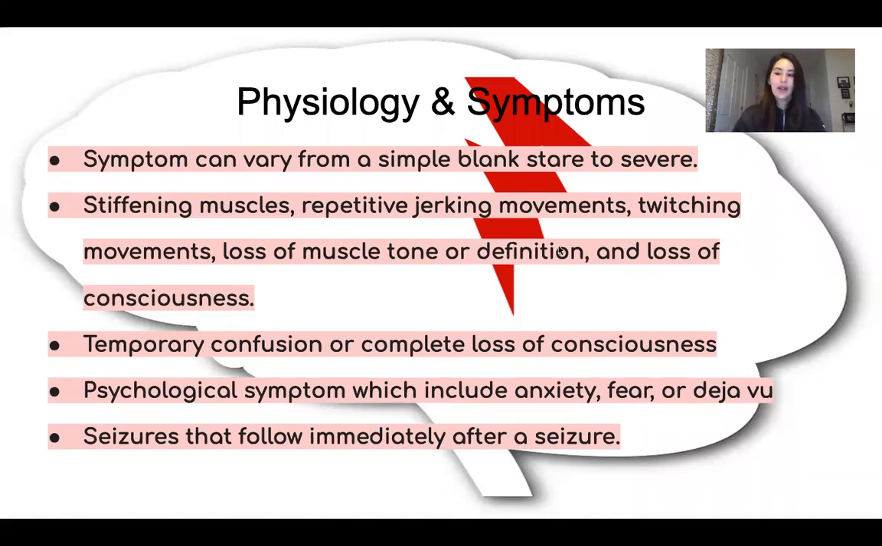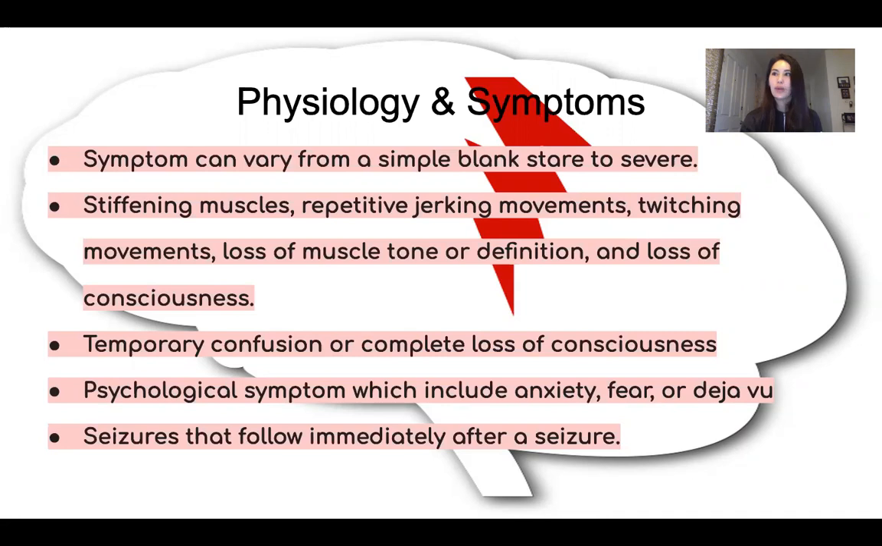So physiology and symptoms. Symptoms can vary. They can just be staring blankly out to space, or they can be severe jerking motions, or jerking and seizing of the muscles, stiffening. Twitching movements can also be symptoms, and then loss of muscle tone and definition. When this happens, the patients are a lot more likely to fall and hurt themselves, especially if they lose consciousness of themselves and their surroundings. Temporary confusion is very common, or loss of complete consciousness.